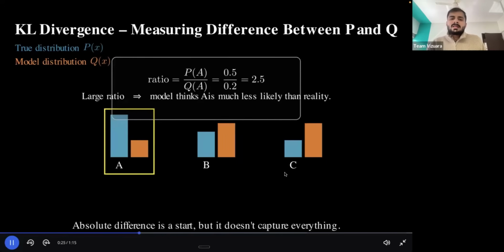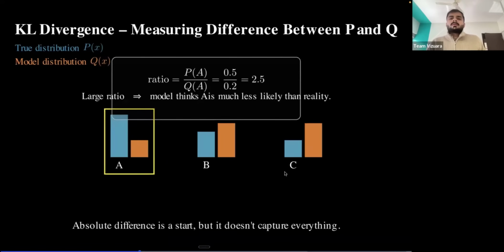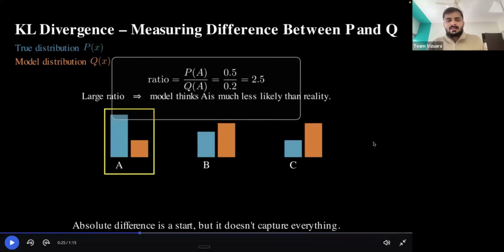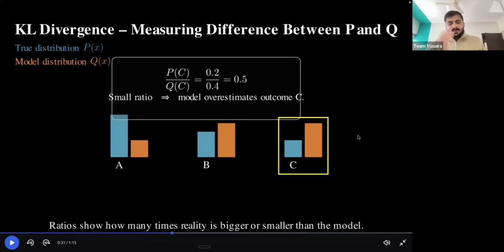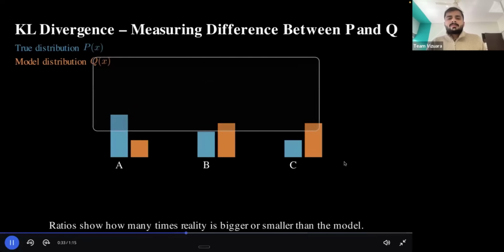So ratio helps us to understand whether our model is overestimating the observation or underestimating the observation. So here it's underestimating in this case. Now, in the third case, you can see that our model overestimates because the ratio is less than 1. So whether the ratio is greater than 1 or less than 1, you are getting different interpretations. Now, let's go ahead and understand this even more.